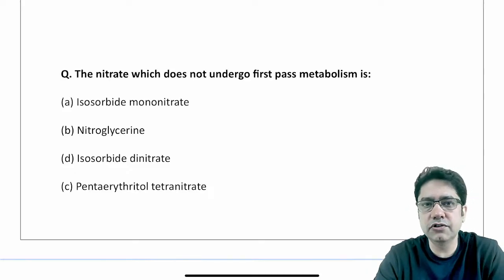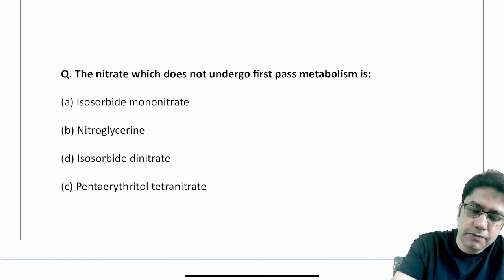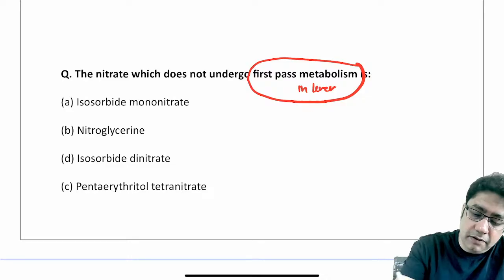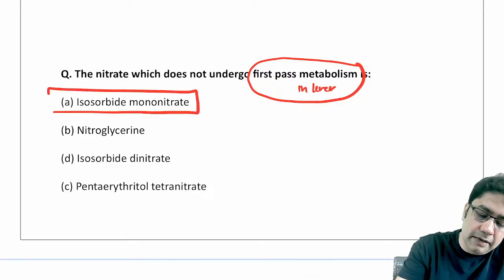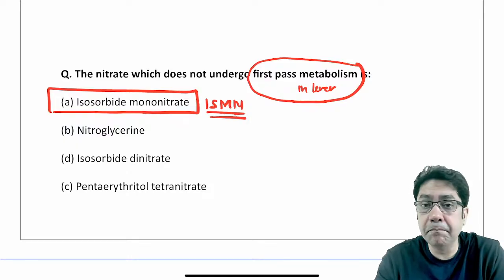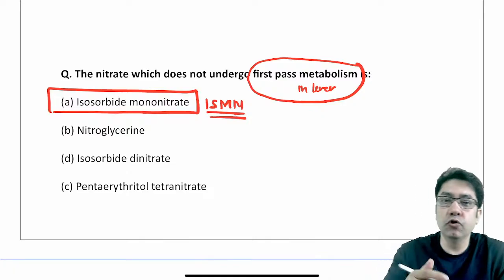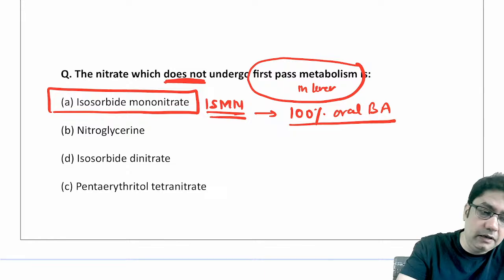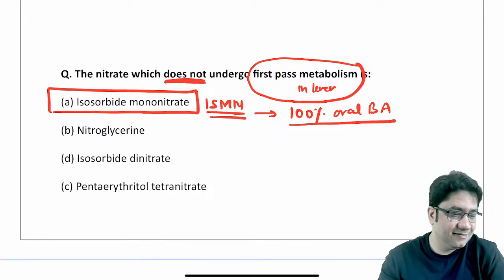The nitrate which does not undergo first pass metabolism in the liver. When we give nitrates, all are degraded first in the liver except ISMN. Isosorbide mononitrate, when given orally, will not be degraded in the liver. Can you tell me what should be the oral bioavailability of isosorbide mononitrate? The answer is, because it is not degraded in the liver, it has overall 100% oral bioavailability.